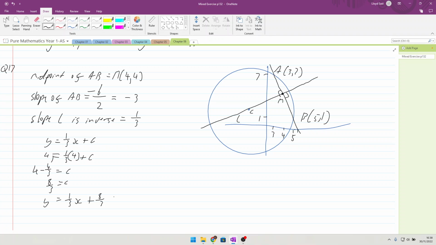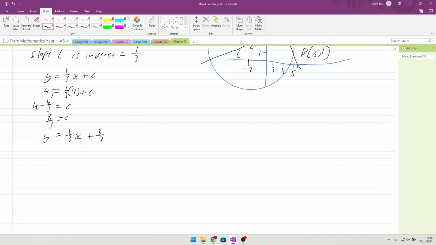Find the equation of L. Given that the x-coordinate of C is -2, find the equation of the circle. So we know this point here is -2, and it's on the line. Therefore, we can say, was that an x, wasn't it? Then we can say y is equal to 1/3 of -2 plus 8/3, meaning that y is equal to plus 8/3, which means y is equal to 2, giving you the center.